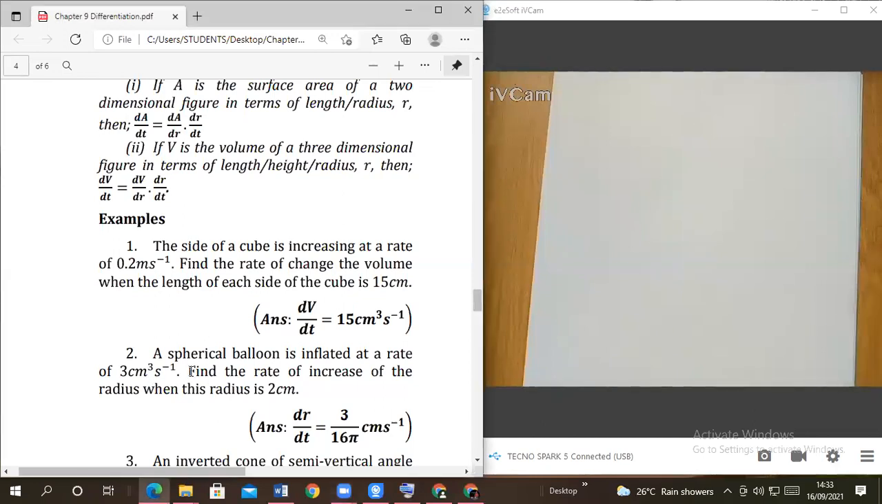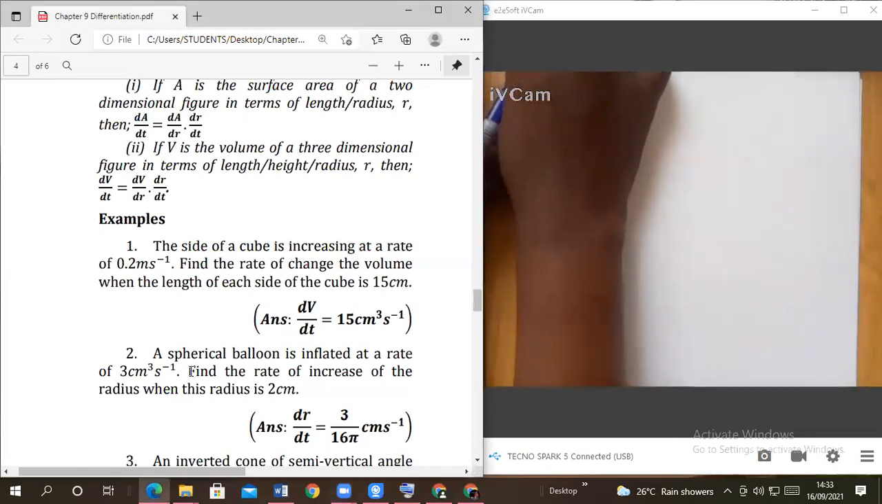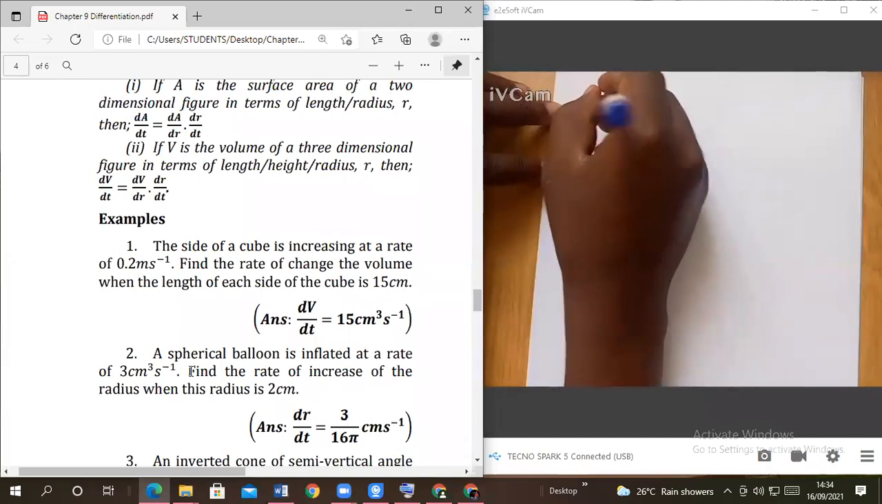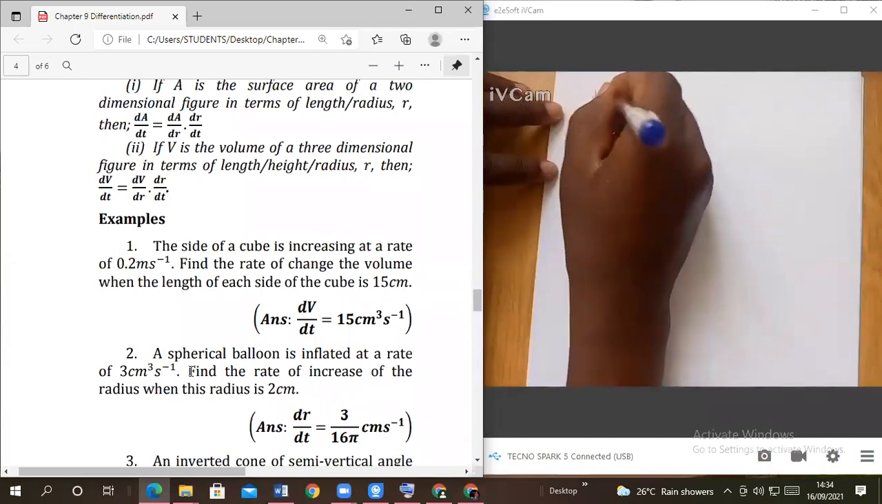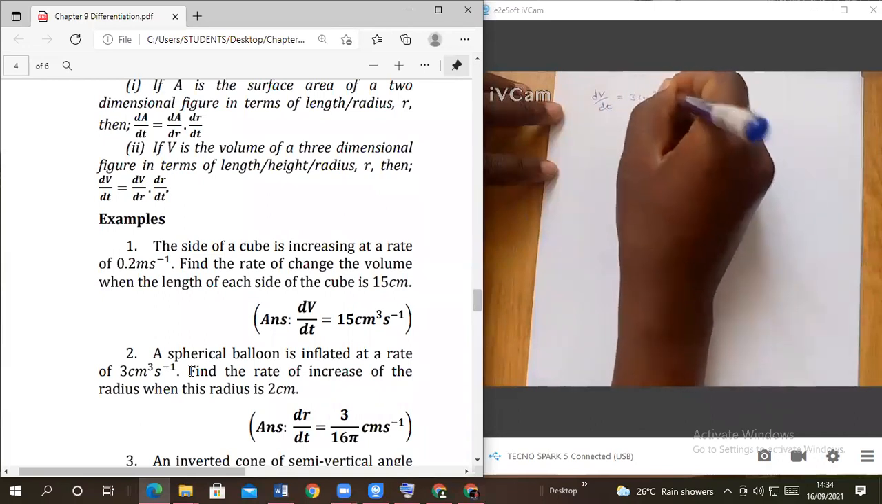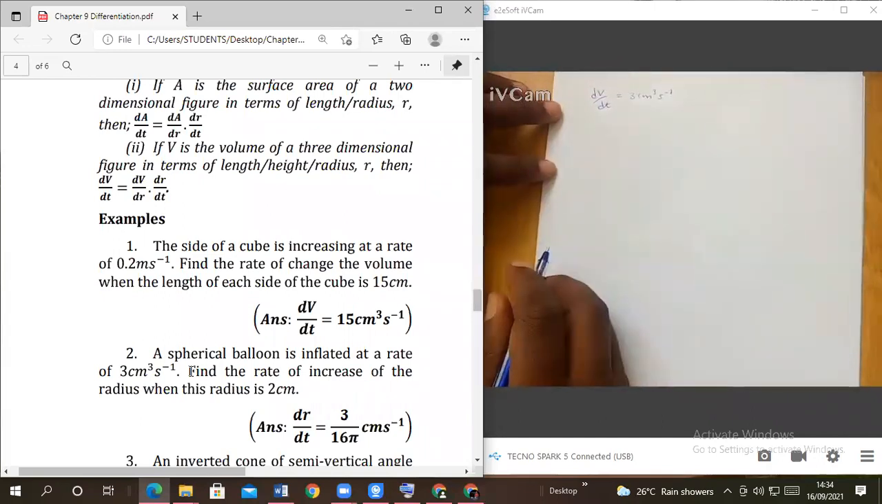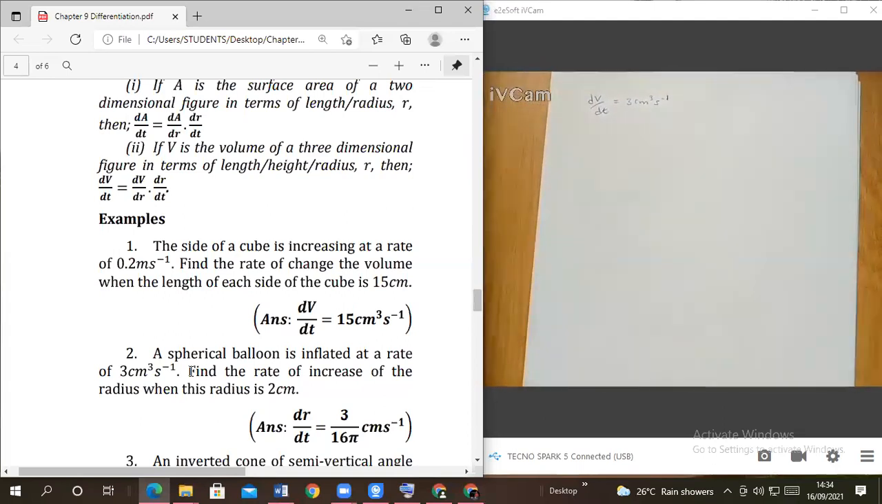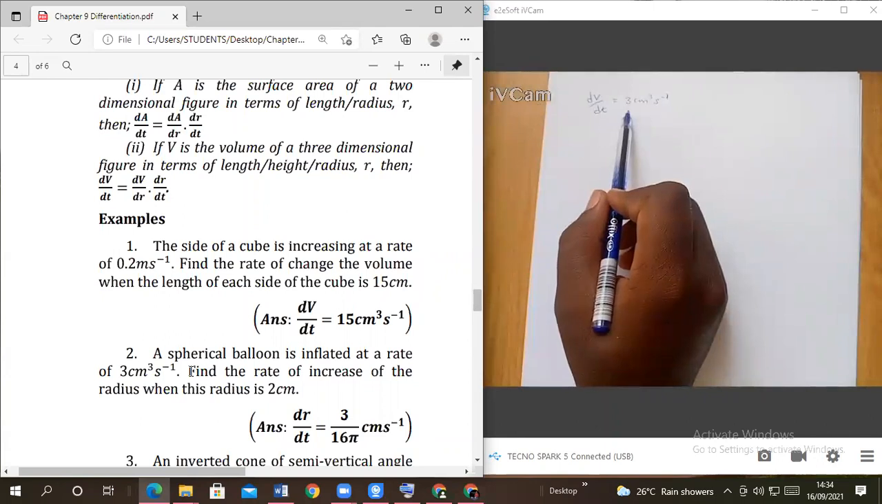So the value given here stands for the rate of change of volume of this spherical balloon, which is being inflated. So dV/dt is given to us as 3 centimeters cubed per second. Now, after identifying this, you ask yourself, what do they want? In that question, what do they want?